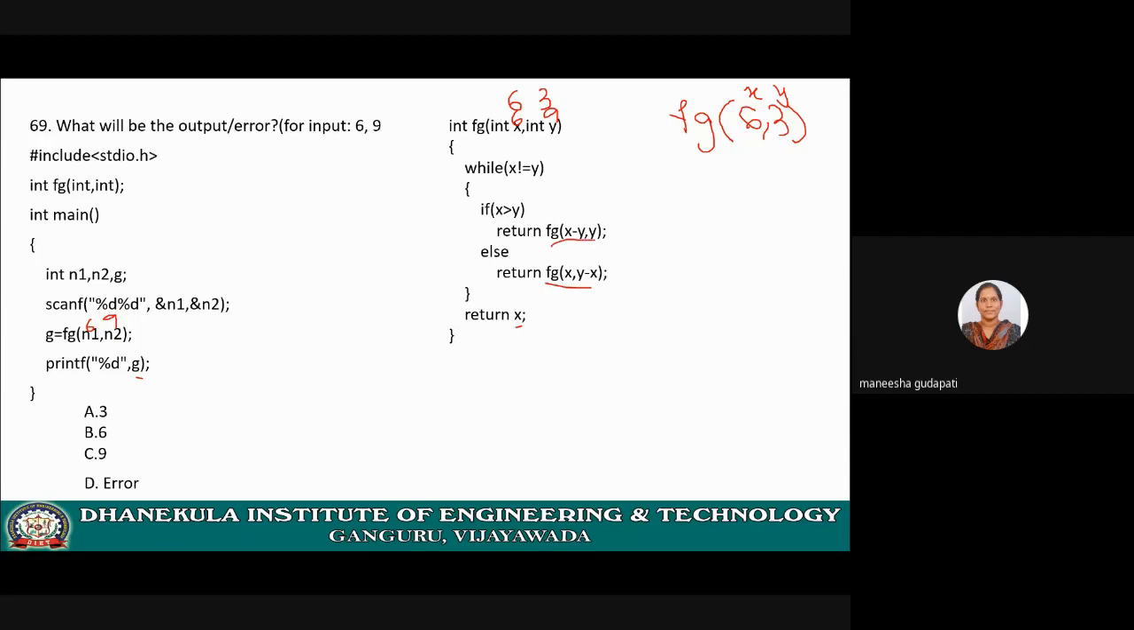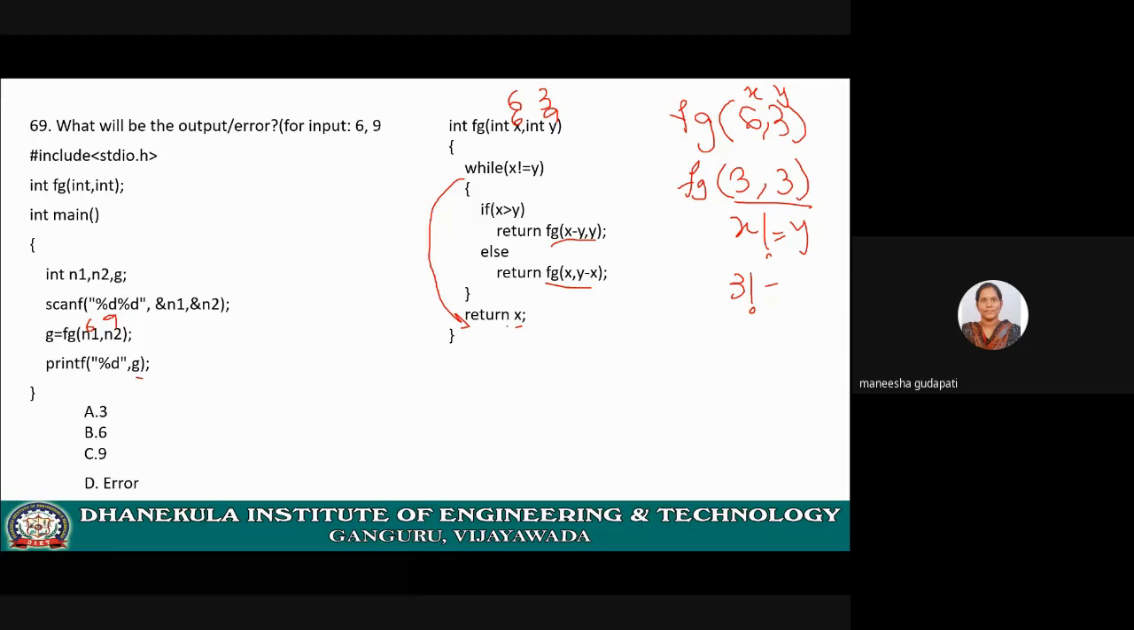So again we are returning some value. What is the value? fg of x minus y. What is x minus y? 6 minus 3, which is 3. The y value is also 3. Again we will repeat the loop. After coming here we will again check whether x not equal to y. The x value is 3, the y value is also 3. x not equal to y, condition failed, 3 not equal to 3, so it is a false statement. So you will come out of the while condition.